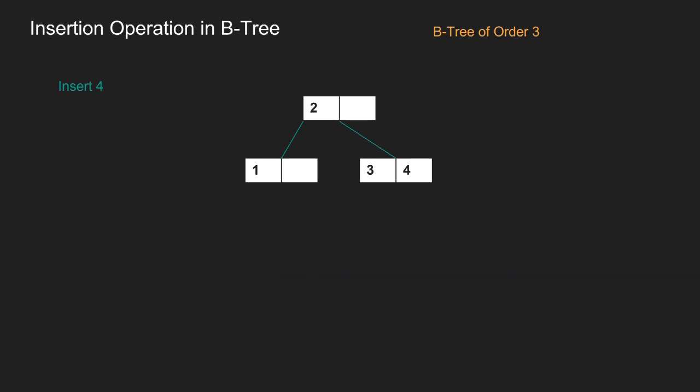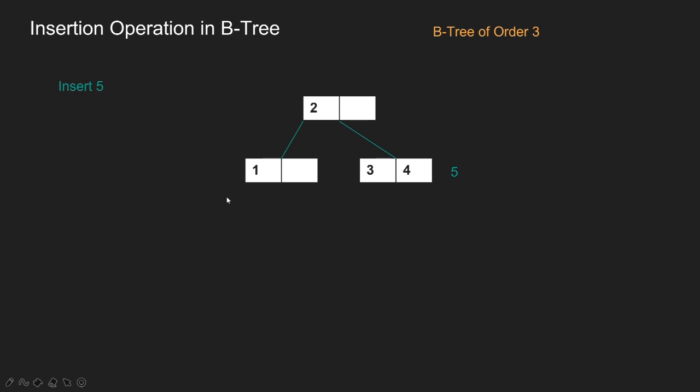Insert 4. So 4 is larger than 2. Then we find its right node, and it's a leaf node, and there is an empty position. So we put 4 here.